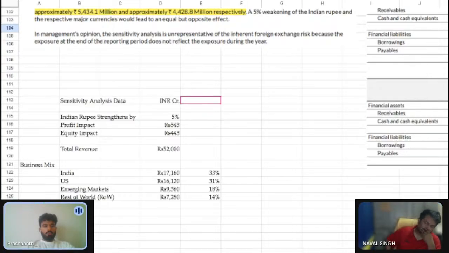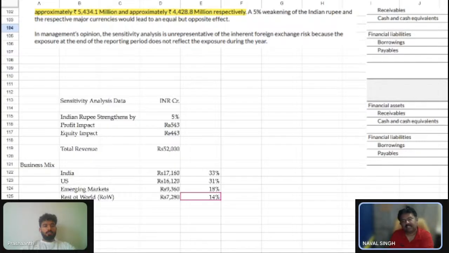Yeah, so this is basically their mix of business. India is responsible for 33%, US 31%, a very close second. Emerging markets 18%, the rest of the world 14%. So this is classic. Infosys had 80% of the money coming in from Europe and US at some point of time. Now they have diversified to Australia and other countries as well. But a lot of money, literally 60 70%, still comes from the US.